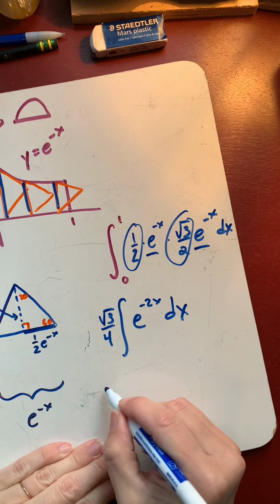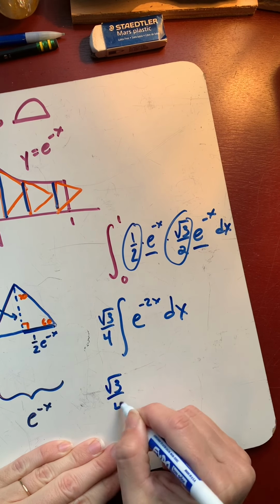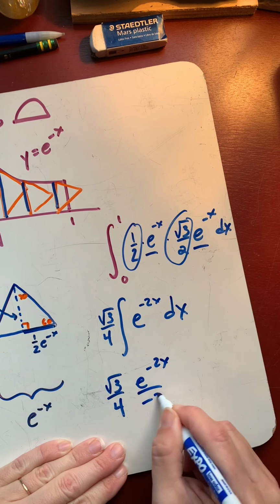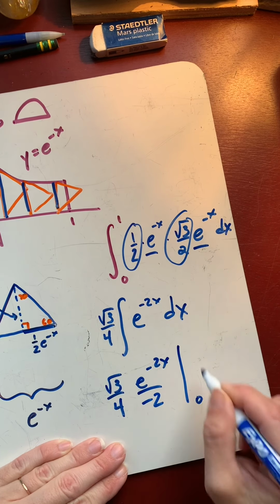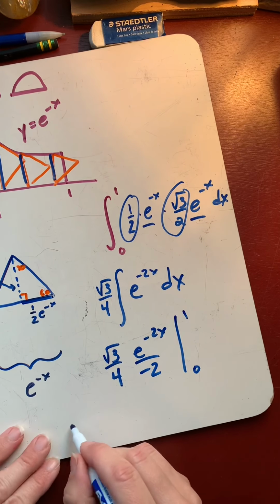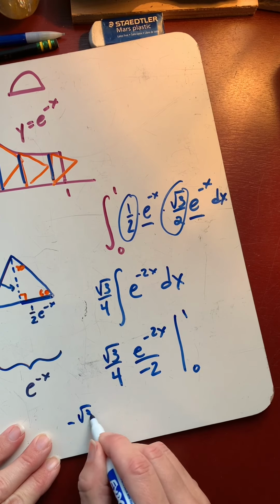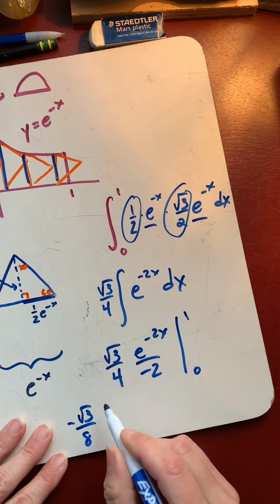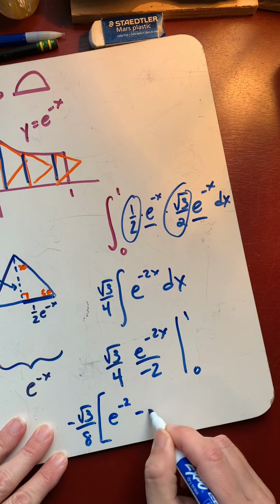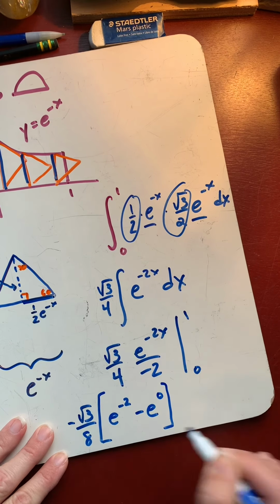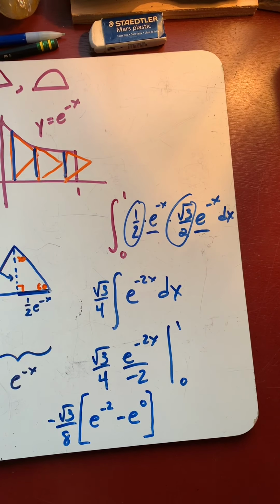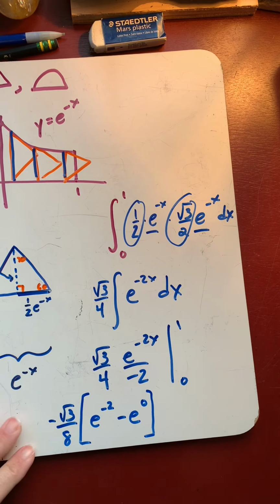Okay, so let's integrate this. So root 3 over 4. The integral of this is e to the negative 2x divided by negative 2. And we are integrating from 0 to 1. So I'm going to have negative root 3 over 8 times e to the negative 2 minus e to the 0. Right, plug in. Watch this in slow motion if you have to.